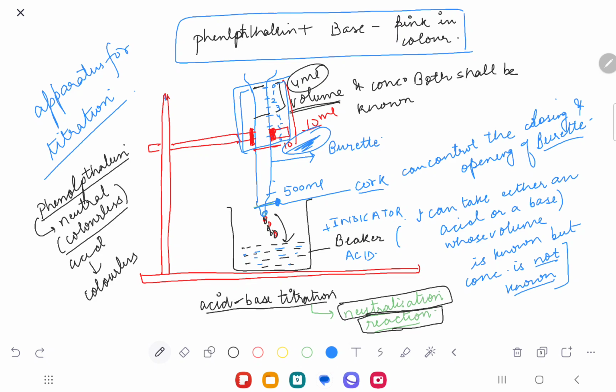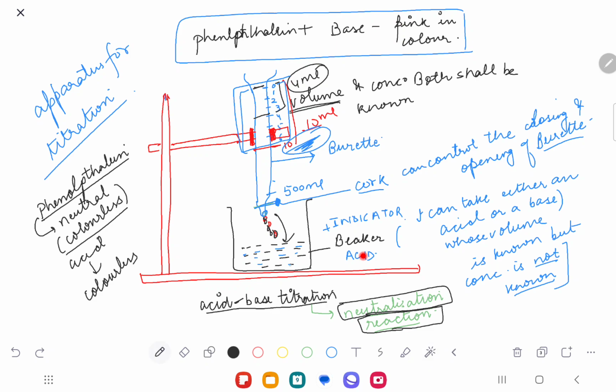Now, how do you know that neutralization is complete? That's the point. So here we check for the end point. How do we know where the end point is? So what do we do? You remember we added an indicator here. So what is this indicator for?